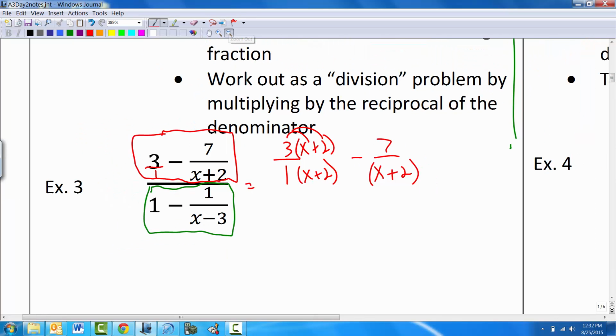And I got to zoom back so we can see this maybe down here. 3x plus 6 minus 7. What's plus 6 minus 7? Minus 1. All over the common denominator, x plus 2. And now what I've accomplished is I have one fraction.